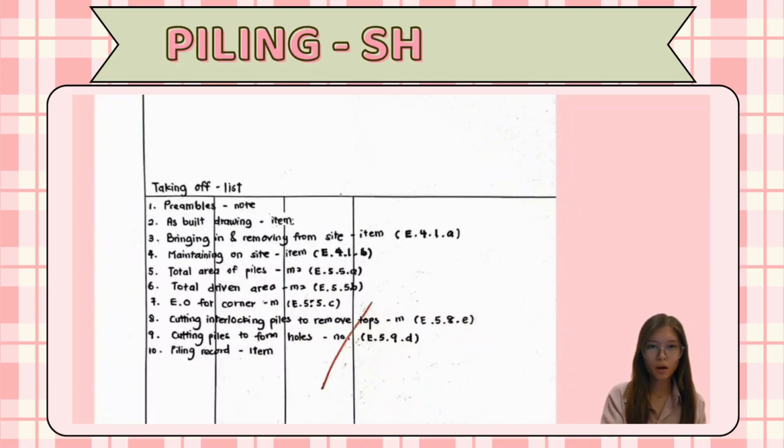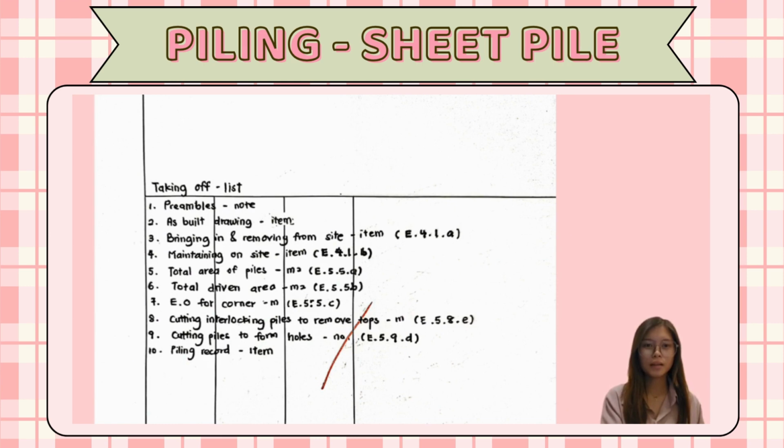This is the taking off list for sheet pile. There are 10 taking off items: preambles, note, as-built drawing, item; bringing in and removing from site, item, refer to SMM2, E.4.1a; maintaining on site, item, E.4.1b; total area of piles, meter cube.